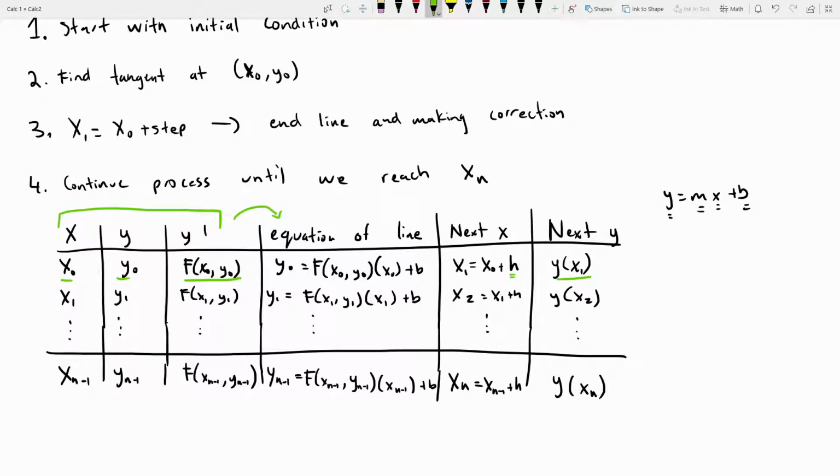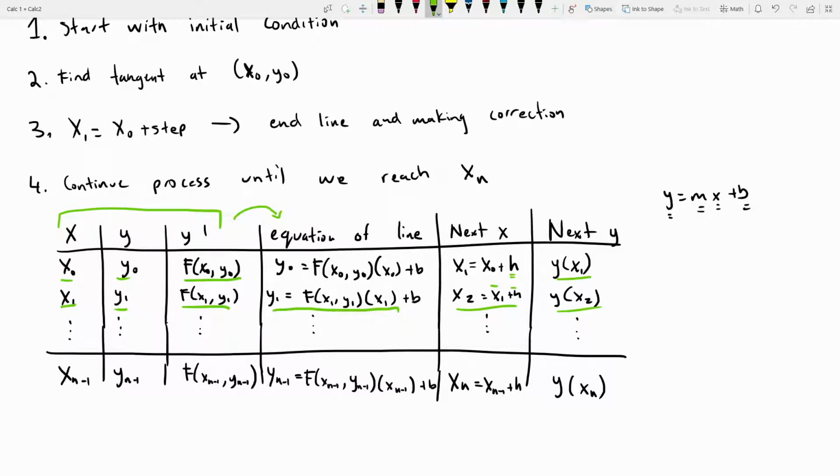And then we start the process all over again. Now that we have this next x and next y, we find the slope at that x and y, we find the equation of the line on that little interval, and then we find our next x. And the next x in this case would be x1 plus h. And again, we recompute the y value at that x value.